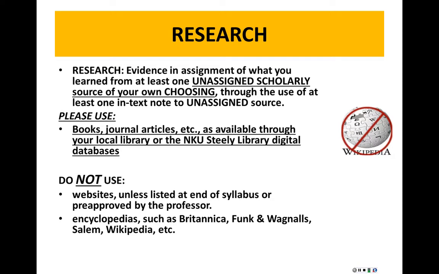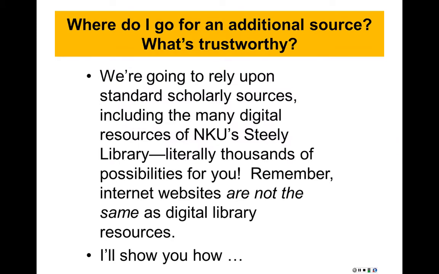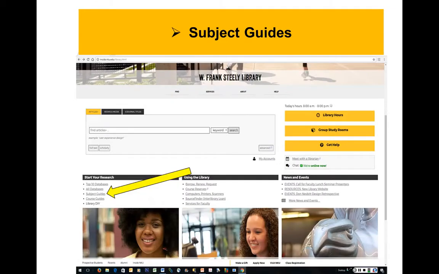So we want books and journal articles from official library digital databases. And official library digital databases are not the same as internet websites. Okay, so internet websites are not the same as digital library databases resources. Now I'm going to show you how to find your additional unassigned source.